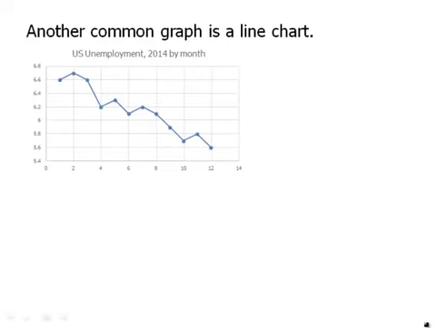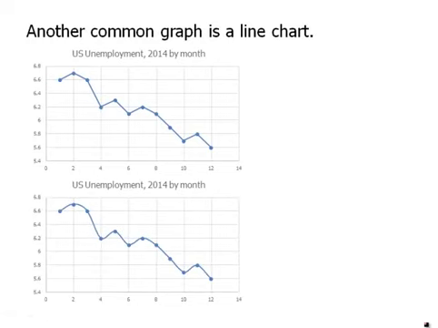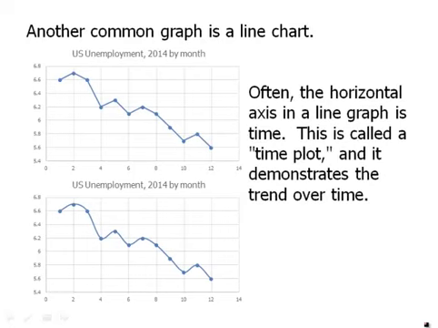Another common graph is a line chart. And the lines connect dots on a particular graph. It could be connections by straight line segments like this, or it could be a smooth curve connecting them. Either one is a line chart. It's basically the same information. It's kind of a stylistic difference. It could appear in either form. And almost always the horizontal axis is time. This is called a time plot because it demonstrates a trend over time.